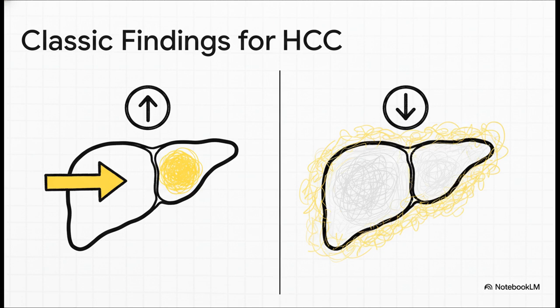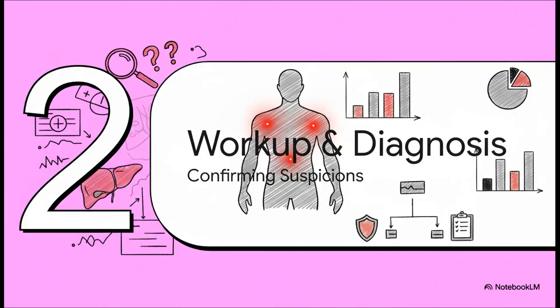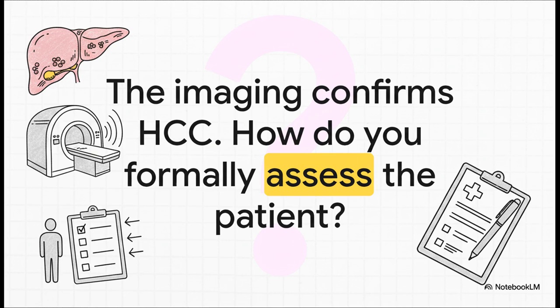These features are actually so specific that in a patient with cirrhosis, you generally don't even need a biopsy to confirm the diagnosis. So with a diagnosis looking very likely, we're ready to move into the next phase, the full workup and staging. Correct. The MRI shows features typical of HCC. So now we have a diagnosis, but we don't have a plan. How do you formally assess the patient and the disease from this point on?